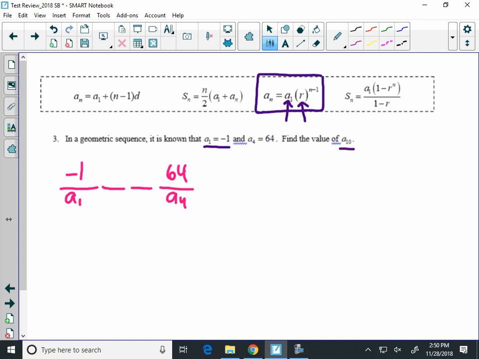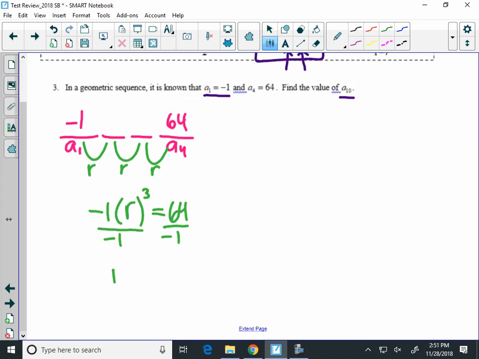I would find my common ratio this way, because we know that we have to take -1, and in a geometric sequence, I have to multiply by r, multiply by r, multiply by r to get to 64. So you're taking -1 times r 3 times, r cubed, to get to 64. And then I would just solve that equation for r. So divide by -1, and you will get r cubed equals -64.